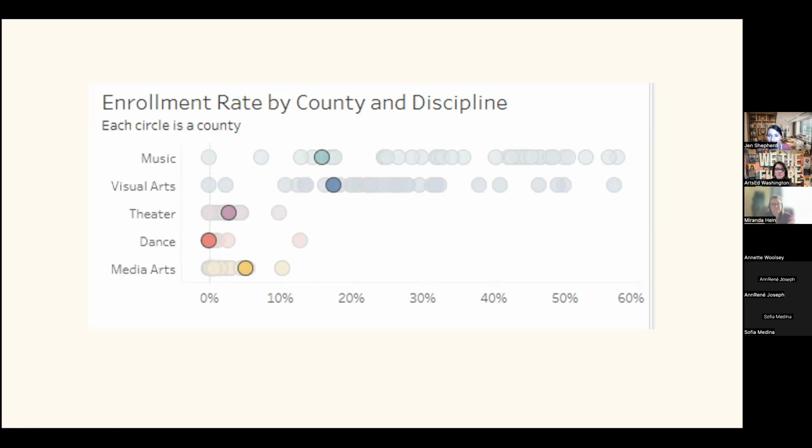Do we have all counties reporting? I do believe we have all counties reporting. I'm not as confident we have every single school in every single district in every single county, but we don't have entire counties where we're missing data.